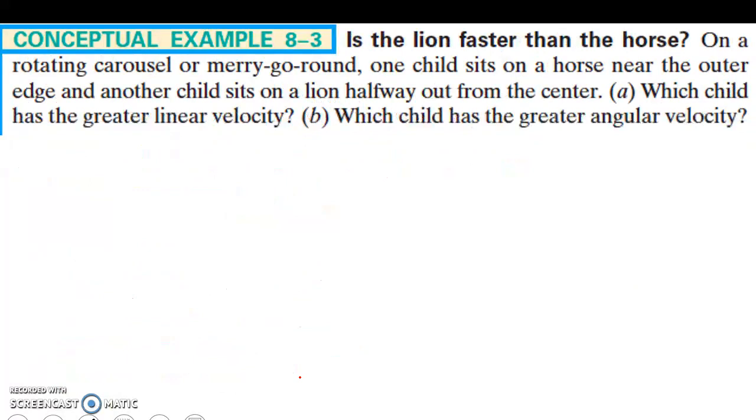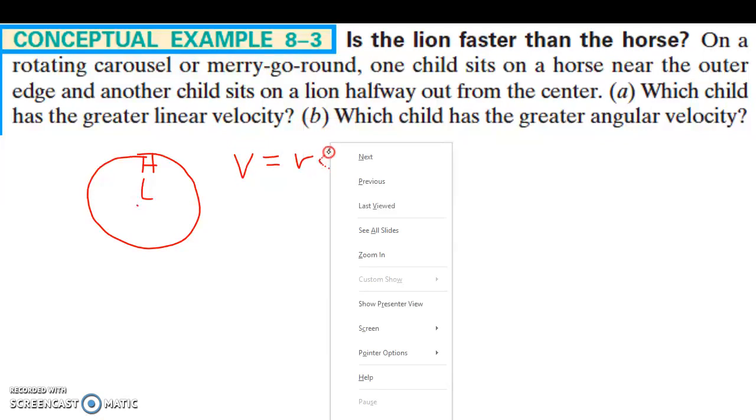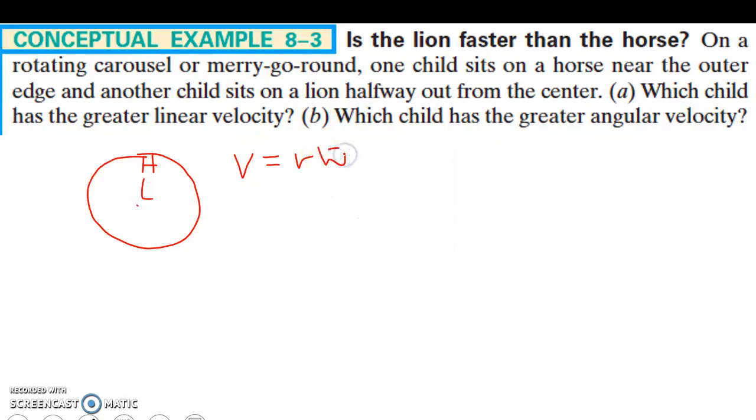Alright, is a lion faster than a horse? So we got a rotating carousel, alright? And a child sits on a horse near the outer edge, and the lion is closer to the center, alright? And there's the center. The question A is, which child has the greatest linear velocity? Okay, so remember, linear velocity is radius times our angular velocity. So when I look at this, which one has the bigger radius? Well, the horse does. So the horse has the bigger radius.